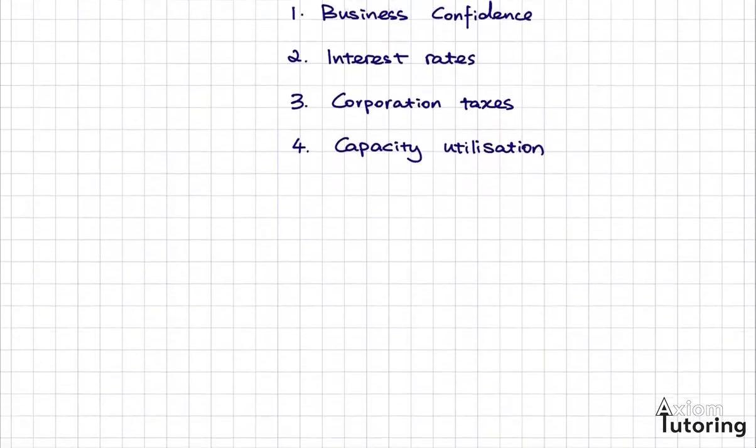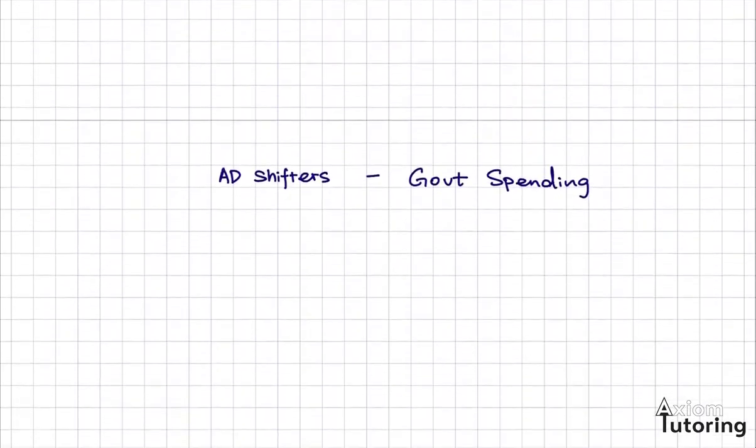And a third aggregate demand shifter is changes in the level of government spending, which is an autonomous factor. Government spending includes expenditure on areas such as healthcare, education, defense, transport, and infrastructure. An increase in government spending directly increases aggregate demand, pushing it rightwards. For example, if the government decides to fund a railway project, construction firms are going to receive new contracts and government spending will rise, pushing aggregate demand rightwards.